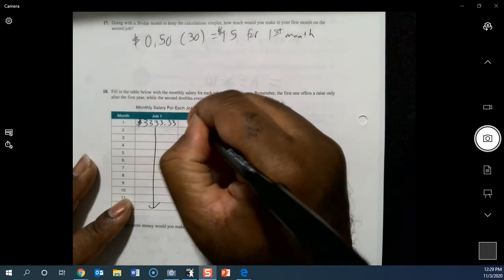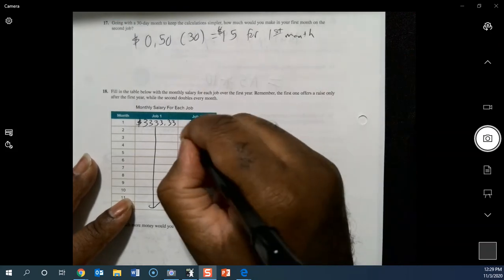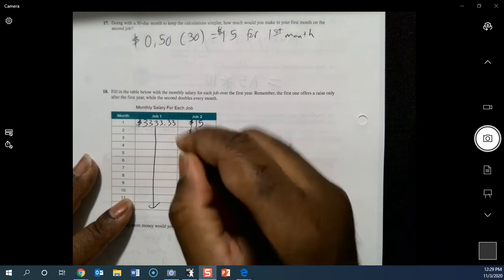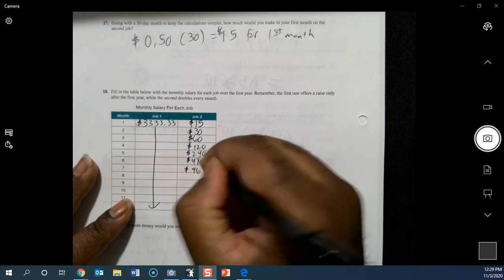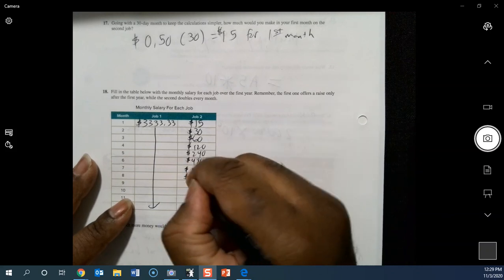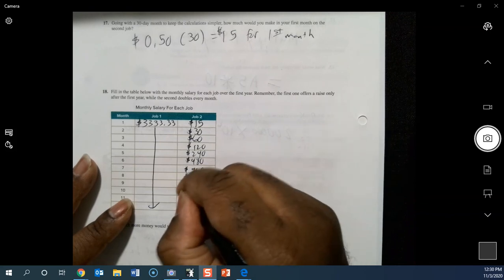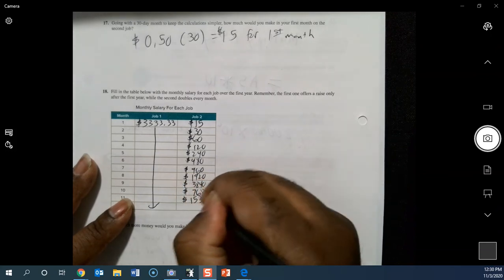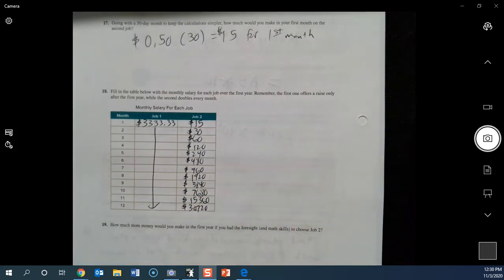Now, here with job 2, first you would make $15. Then you would make $30 because it doubles each month. Then $60. Then $120. Then $240. Then $480. Then $960. Then $1,920. Then $3,840. Then $7,680. Then $15,360. And then finally $30,720. Now remember, this is monthly salary.